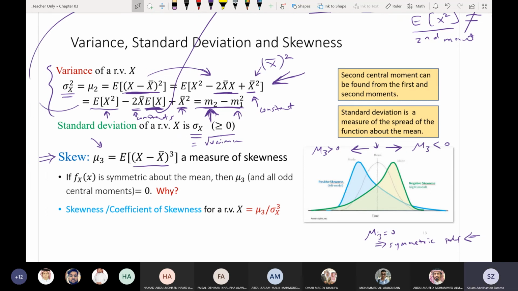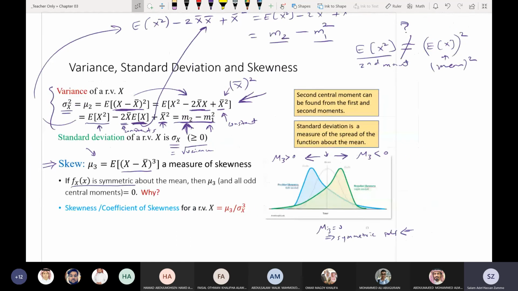Now, in general, if the PDF is symmetric around the mean, the mu3 and all the odd central moments will be 0. Why is that, guys? What do you think? If I have a symmetric PDF, then all the odd central moments will be 0.